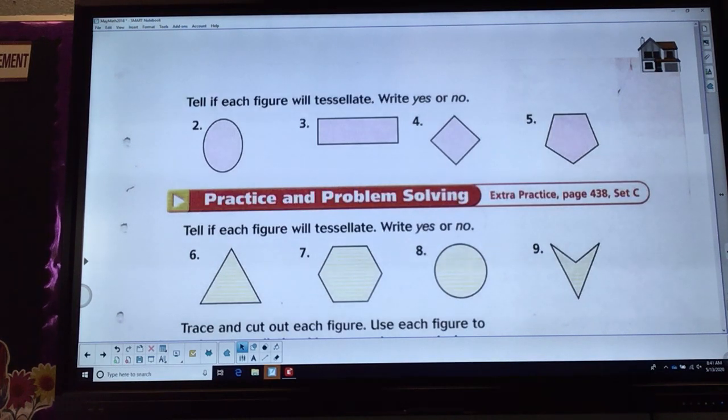So let's take a look. I want you to imagine how these will or will not tessellate. On this section of your work, we're supposed to tell if it will tessellate or not. We're just simply supposed to write yes or no. So let's take a look at this.